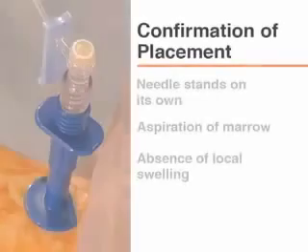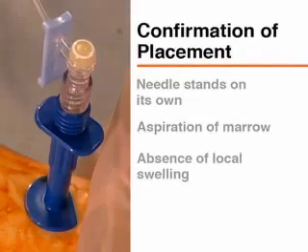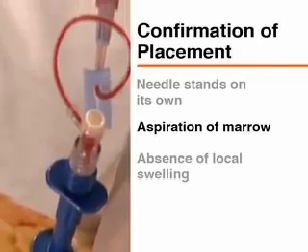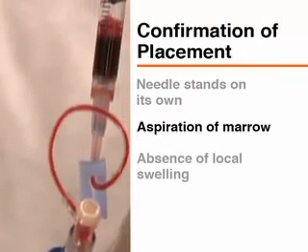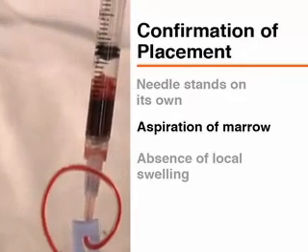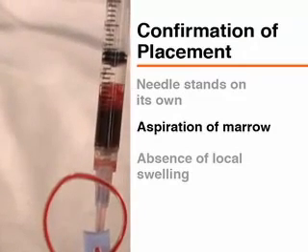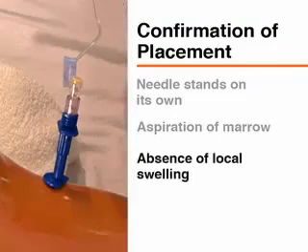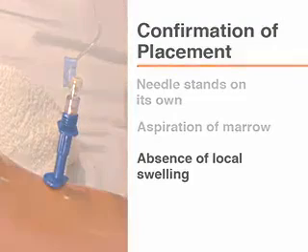A number of methods can be used to confirm catheter placement. First, the needle should stand on its own because of the lateral support of the bony cortex. Aspiration of marrow contents also signifies that the catheter is likely to be in the appropriate cavity. However, it is important to note that absence of blood return can occur even in a properly placed intraosseous catheter. Absence of local swelling at the insertion site with infusion also indicates correct placement.